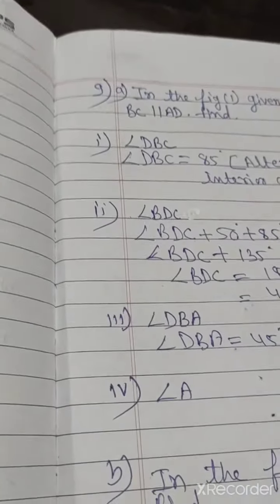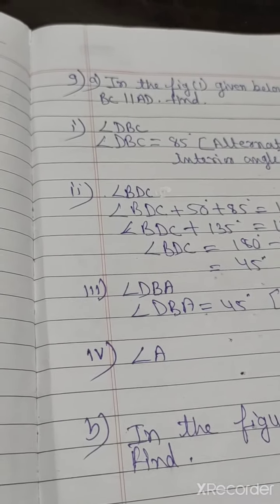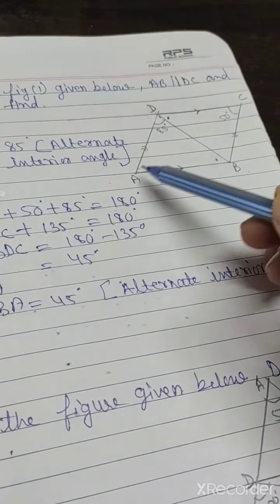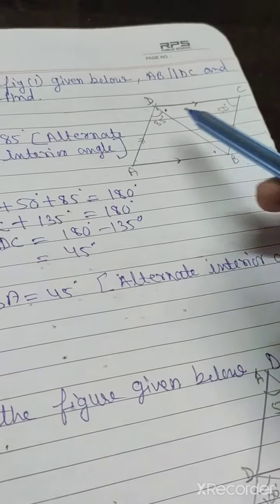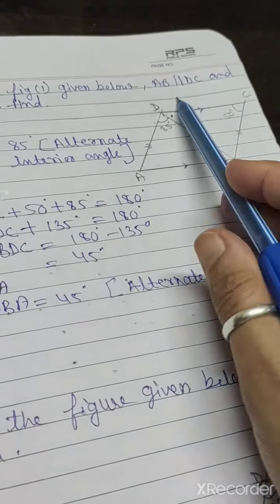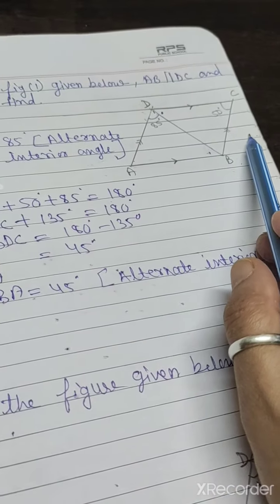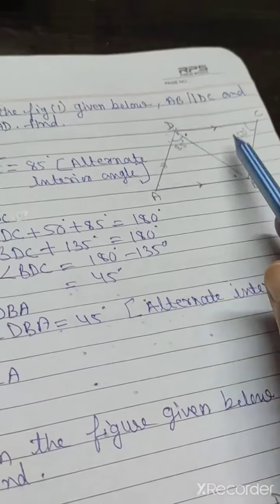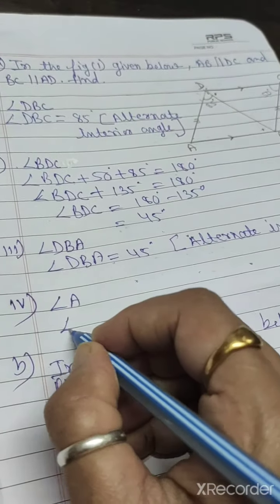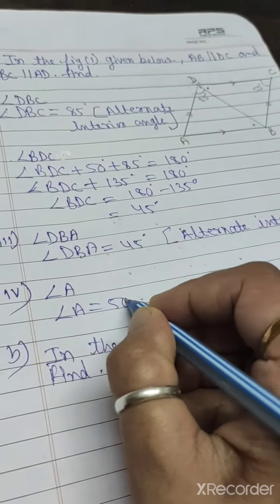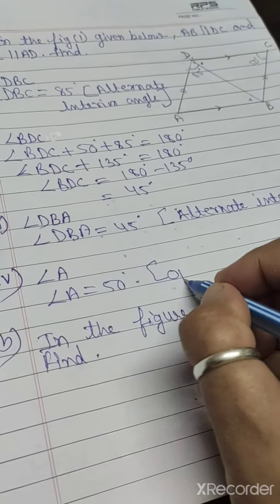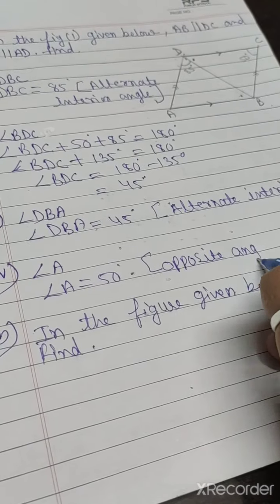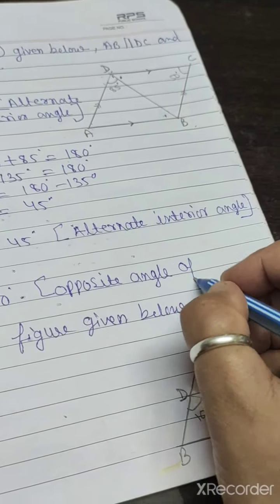Last one, angle A. Angle A is equal to 50 degree because it is the opposite angle of this one in a parallelogram, because one pair of sides is parallel and the other pair is also parallel. So it is a parallelogram, and opposite angles of a parallelogram are equal. So angle A is equal to 50 degree.